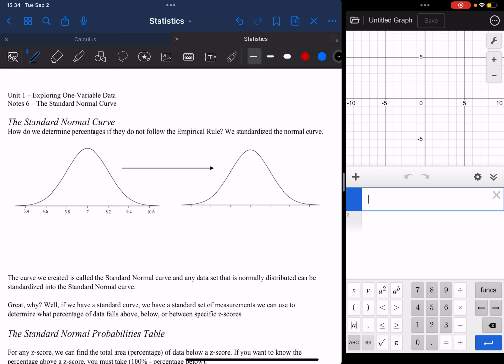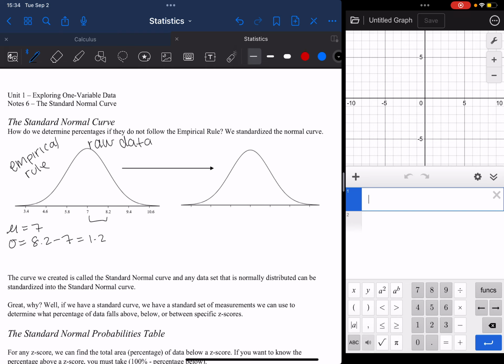Okay, this is Note 6 over the standard normal curve. So first, before I introduce the standard normal curve, I'm going to talk about the empirical rule. Remember, in the empirical rule, we were using raw data. And all that means is we're able to easily find mu and sigma. So here mu is 7, sigma is the distance between each one. So I could say 8.2 minus 7, which is 1.2.